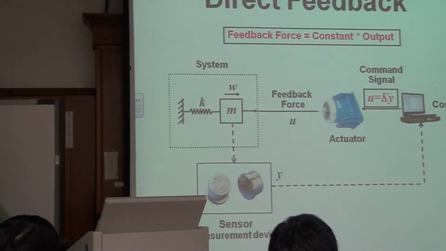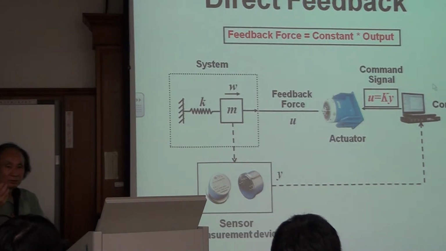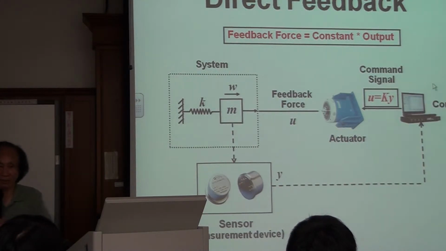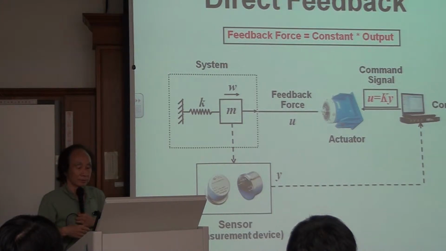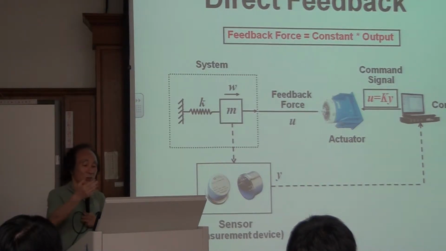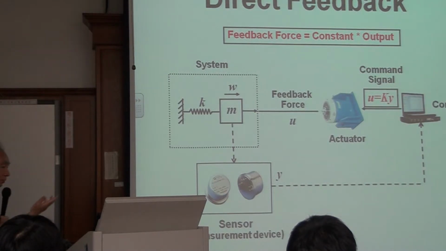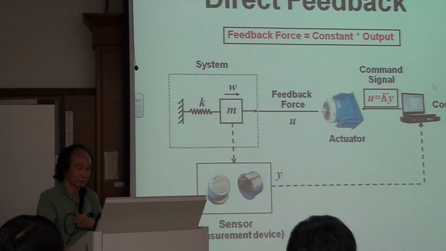K is a constant. How much is the constant? That's the control engineer has to compute a gain K. And what is the gain K we're supposed to have? All right, that's the feedback force equal to constant times the output. That we call direct feedback, direct output feedback for this system. So we have actuator, we have sensors.